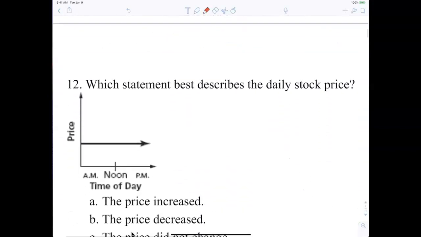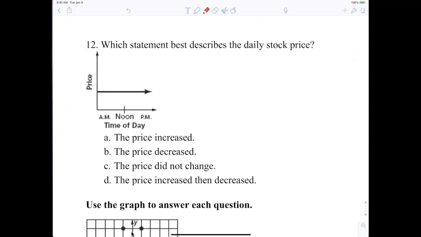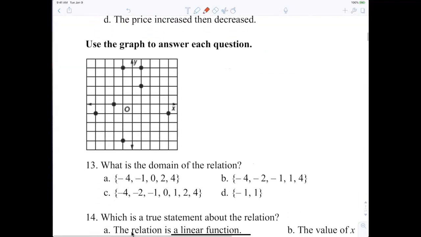Alright, now let's look at 12. Alright, so basically the price did not change. Okay, it stayed flat, which means the price did not change. That was pretty easy. Alright, let's look at the next one.